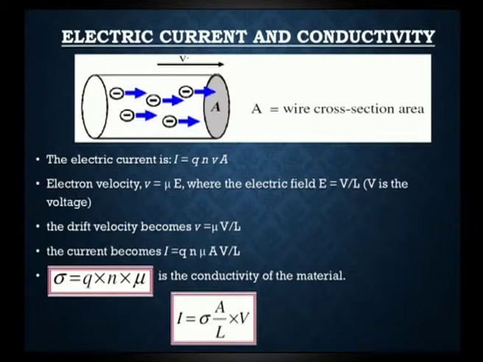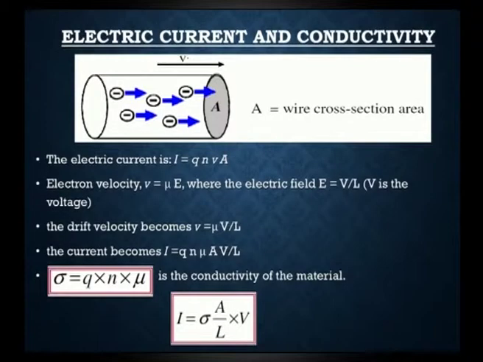So, the conductivity that we already know, and now we are going to move towards the electric current. Here we consider a cylinder, a wire with cross-section area A, and electrons flowing in this direction, and V is the applied voltage. The electric current here is given by I = QNVA.